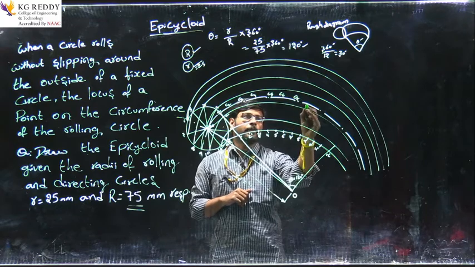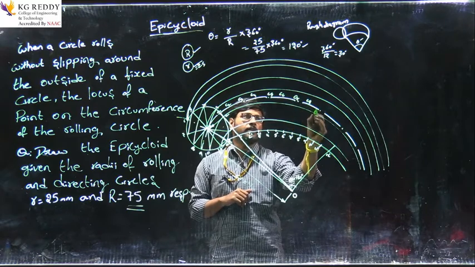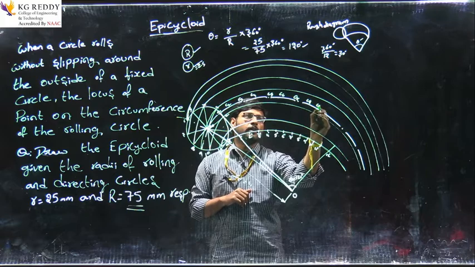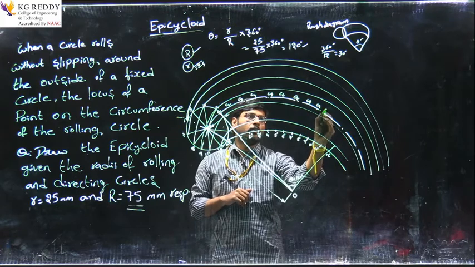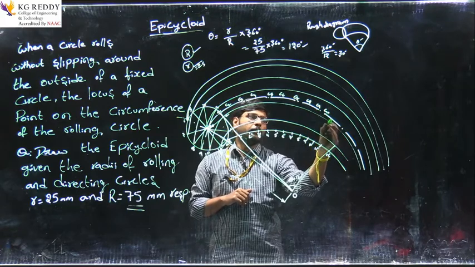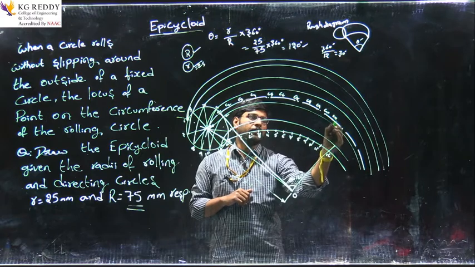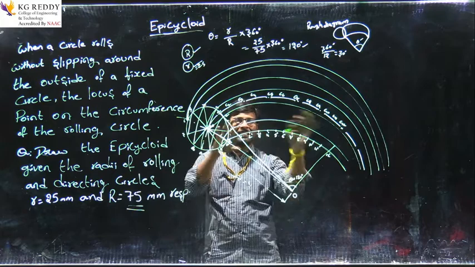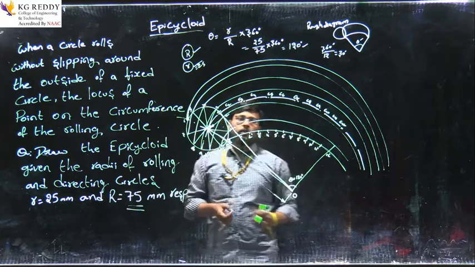And this is C7, C8, C9, C10, C11, and exactly here C12. These are the centers we got.